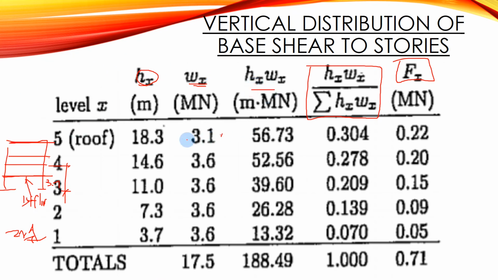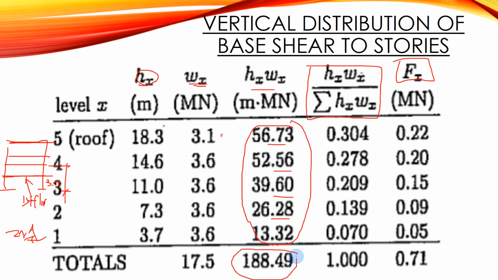So multiply na niya, so you will have these results here. Okay. Then hx times wx over summation of hx wx. So the summation of hx wx is you add up all of this, no? Add all of them, guys. Okay, so the result is this.